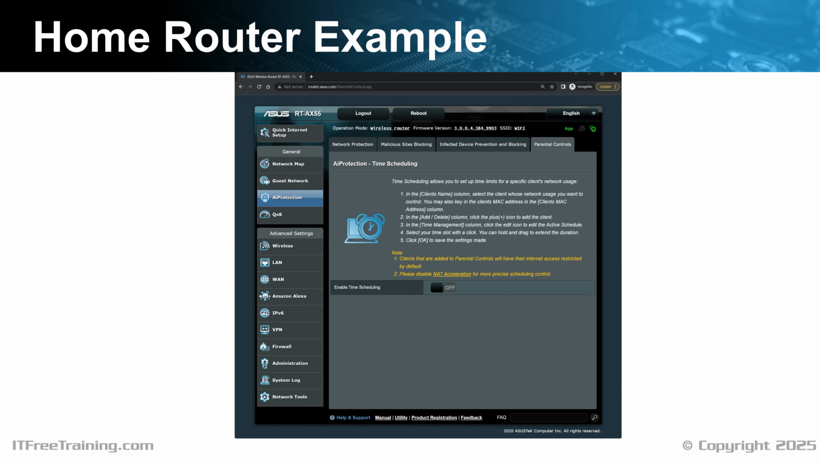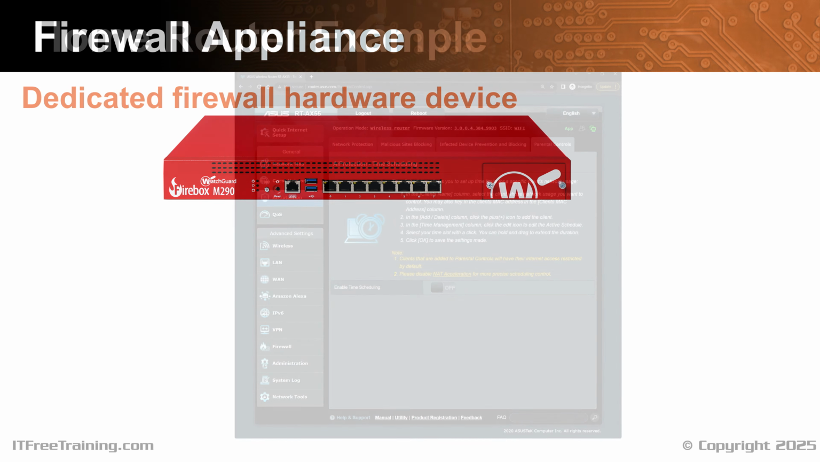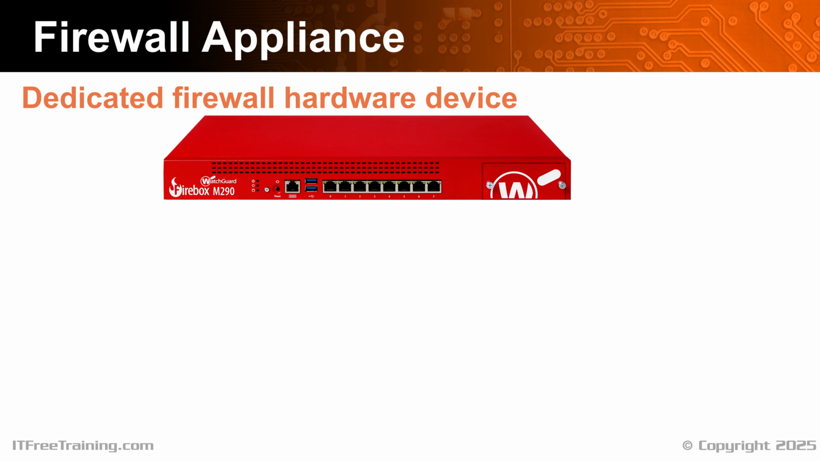Let's have a look at what sort of features a business may look for in a firewall. Businesses will often get a hardware device that is a dedicated firewall. This may be referred to as a firewall appliance since it is dedicated to being a firewall. These devices are often modular in nature, meaning they can be expanded. Firewall appliances have a lot of features and can differ between models and manufacturers.